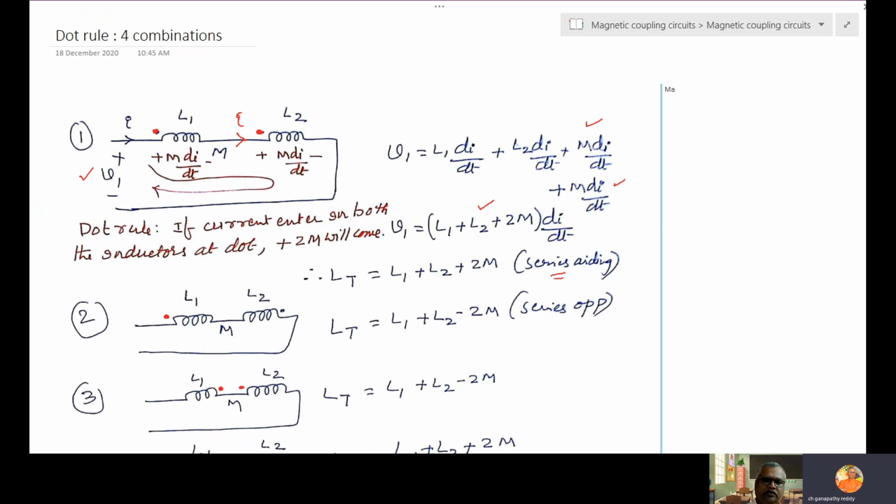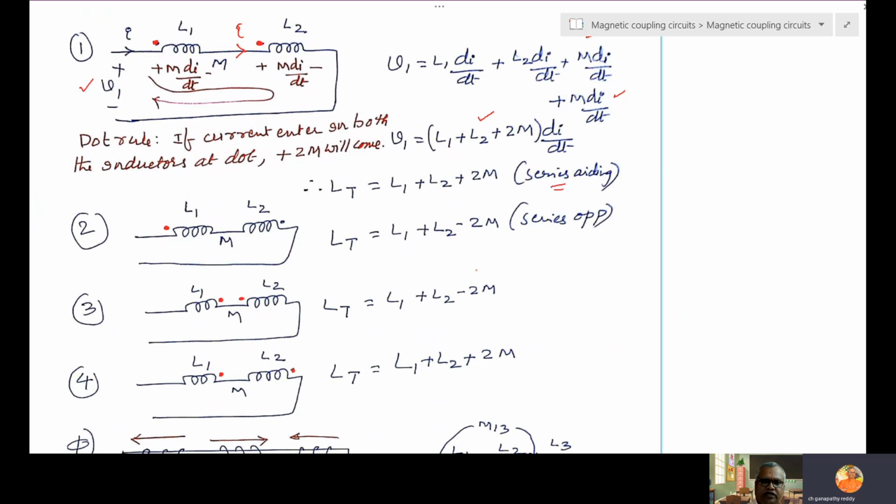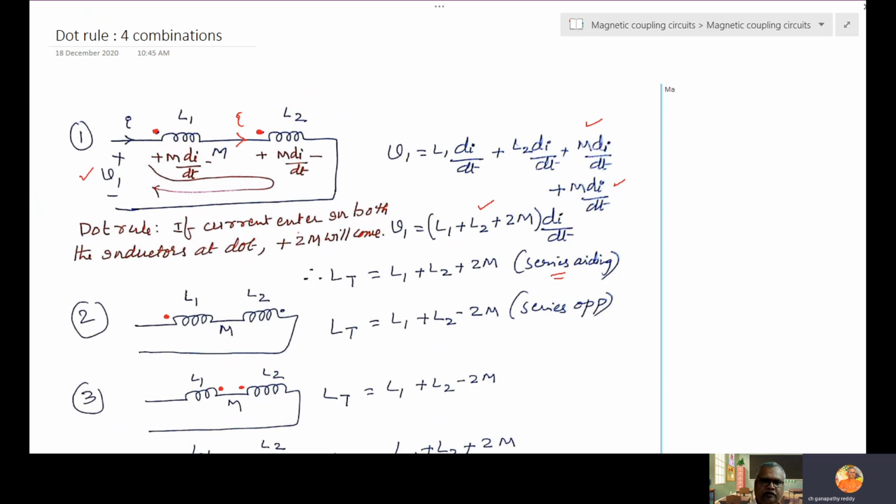So if this dot comes to the other side, then you get minus 2M. Third case also minus 2M. If it is a minus, series opposite. If both the dot locations are changed, again we get plus 2M. If it is plus 2M, call it series aiding. If it is minus 2M, call it series opposite. But how to remember these four cases, plus 2M or minus 2M? Based on the dot rule. So the dot rule will help us write whether it is plus 2M or minus 2M easily.